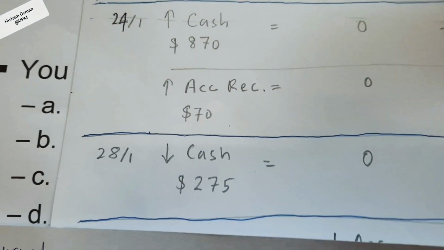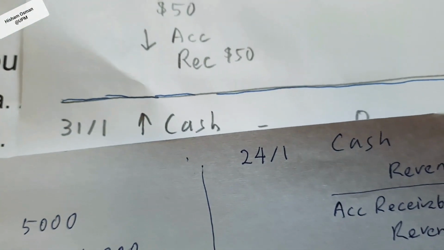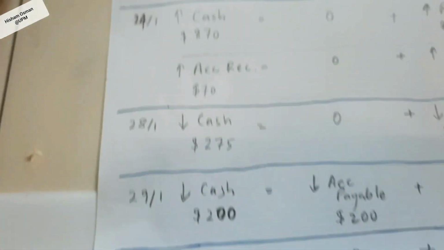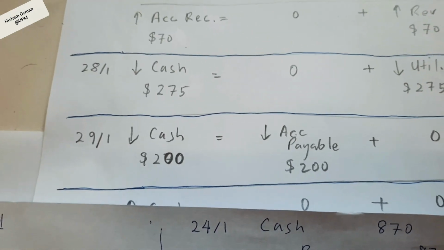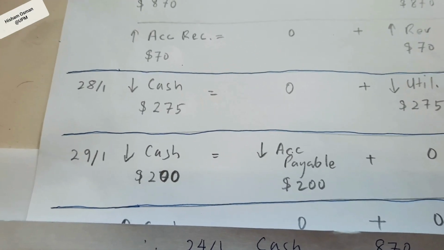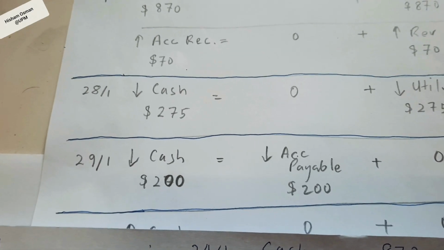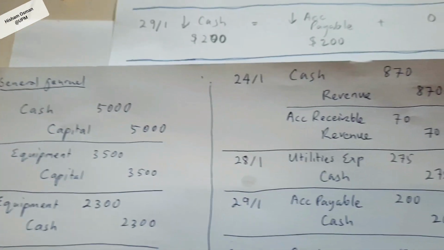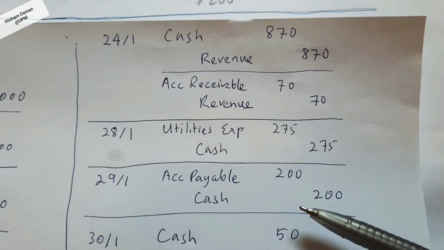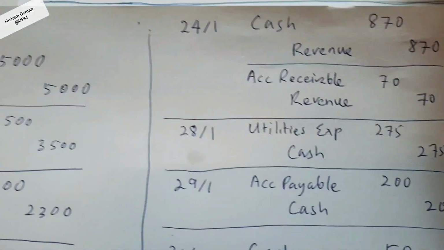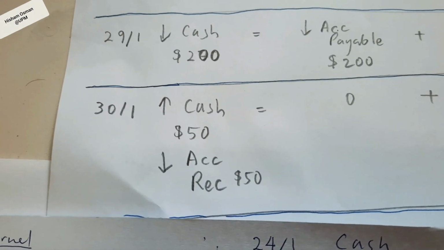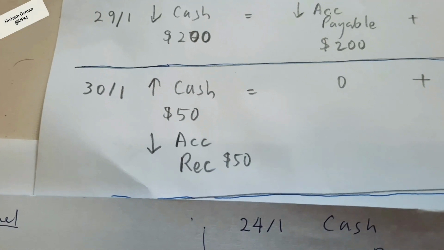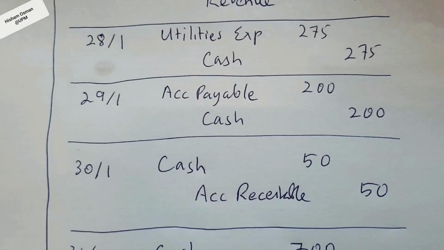Okay, now let's see the 29th of January. The analysis shows a decrease in asset cash and a decrease in liability account payable. So cash decrease, you have to credit the account cash. Account payable decrease, you have to debit the account payable. So the journal entry is credit account cash, debit account payable. On the 30th of January, an increase in asset cash, so debit cash, a decrease in account receivable, so credit account receivable. See, 30th of January, debit account cash, credit account receivable.